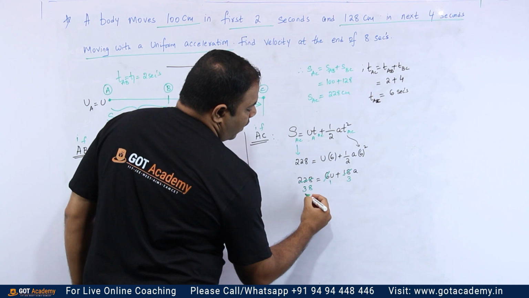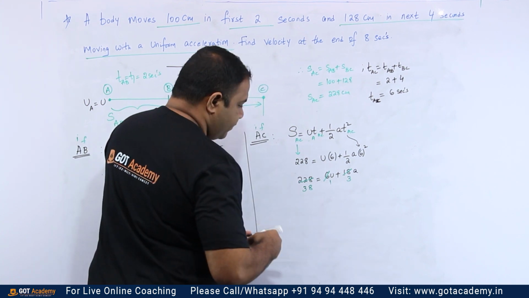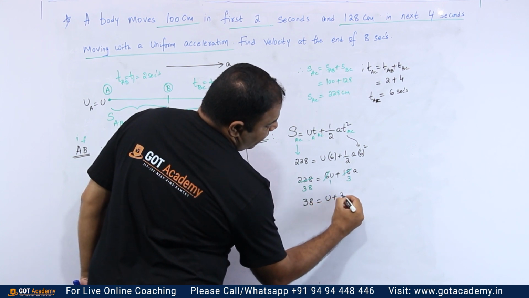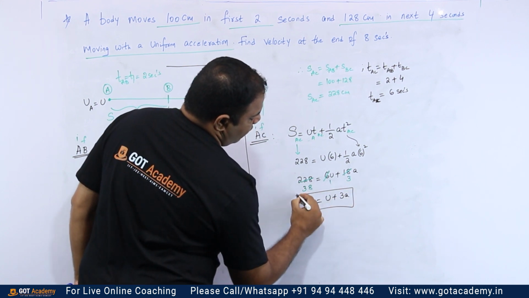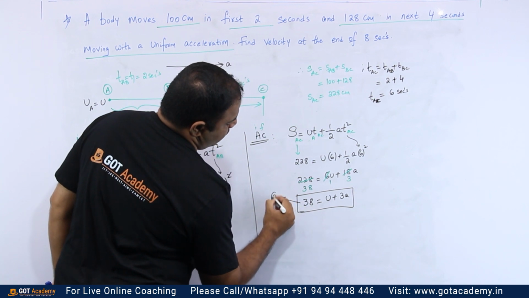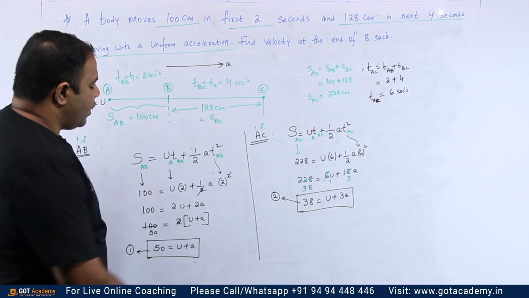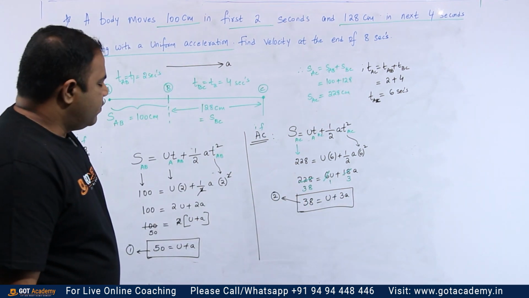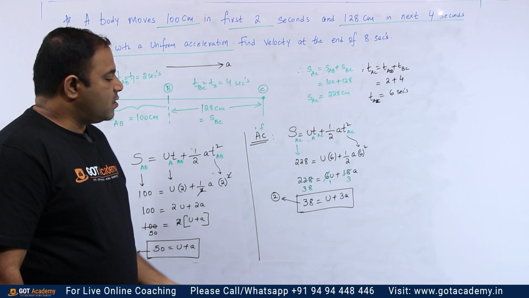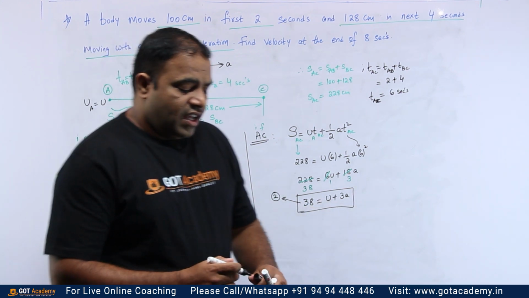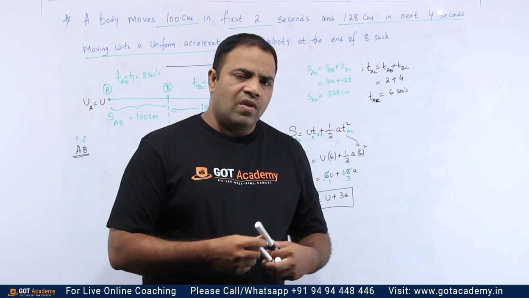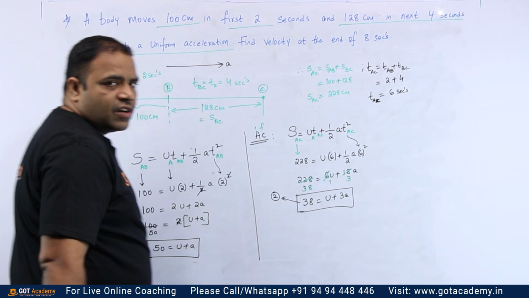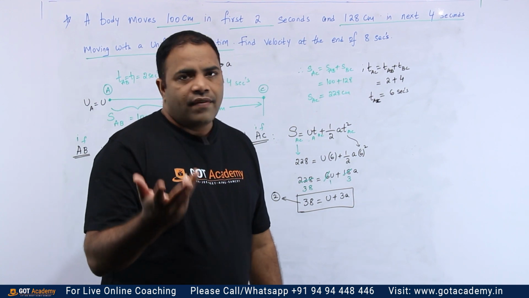So what I am getting finally here is 38 equal to u plus 3a. So this is equation number 2. Right now I have two equations, u plus a equal to 50 and u plus 3a equal to 38. Here u and a are two unknowns, and here also u and a, two unknowns. We have studied in school that if there are two unknowns, we need two equations. So this is equation 1 and this is equation 2. If two equations are there, you can find out the two unknowns.